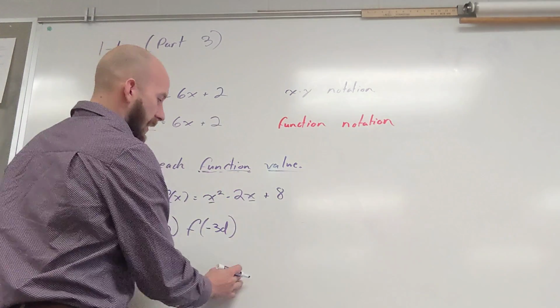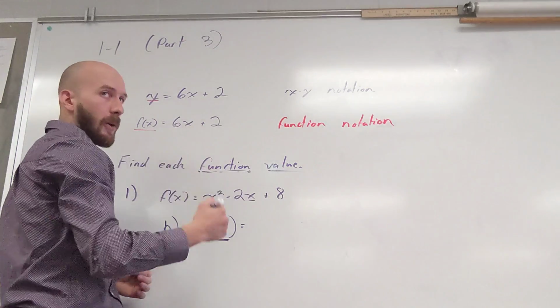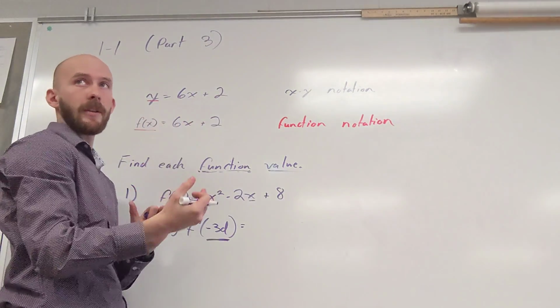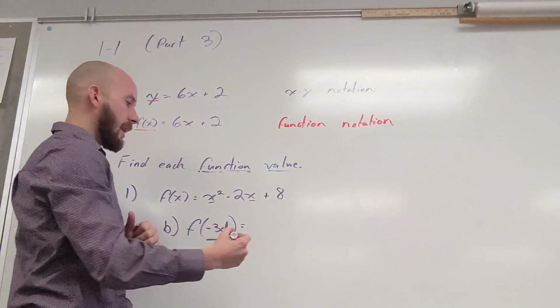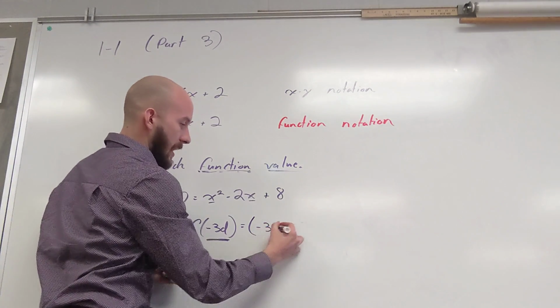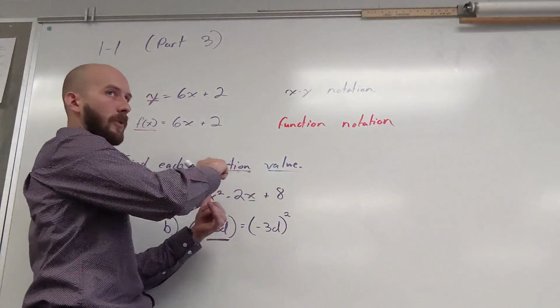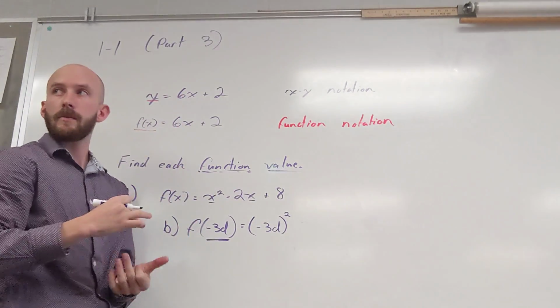So we're doing the exact same thing. This is my input, so I'm going to plug it in everywhere for x, put parentheses around it. It's especially important now because we have a negative. So I'm putting negative 3d, and that entire thing is squared. That whole parentheses is like what the x was. Okay?